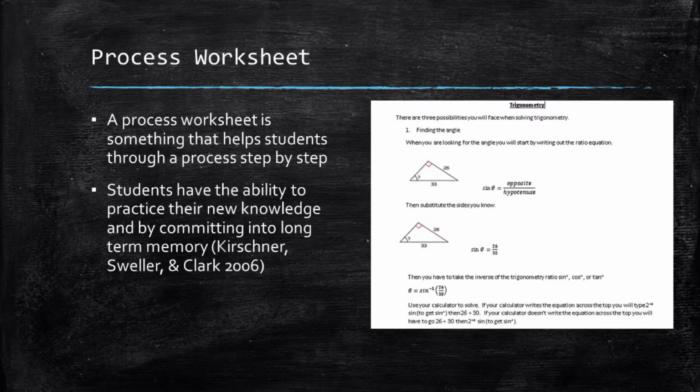I gave them 3 of these because there are 3 different possibilities that you might encounter when solving trigonometry problems. Each one of the worksheets had a different process on it. Then they had to set up the question, decide which process they were going to use, and then follow the steps to get to the answer. This helps students practice their new knowledge and commit it to long-term memory without using up all that working memory, which is sometimes difficult to use if you don't have as much as another student.